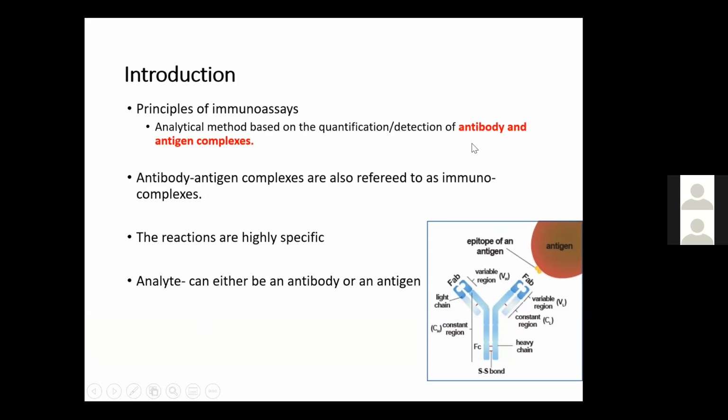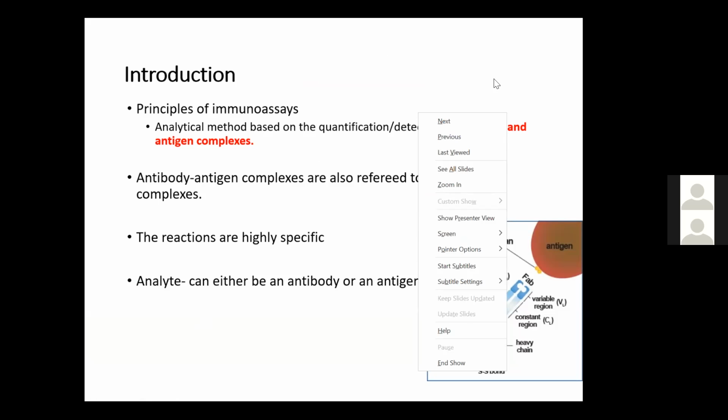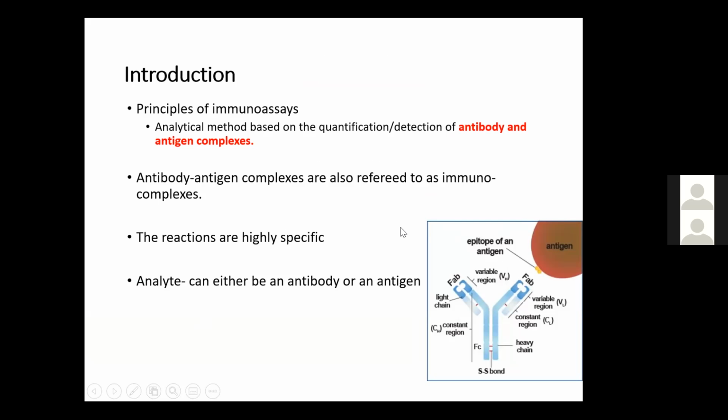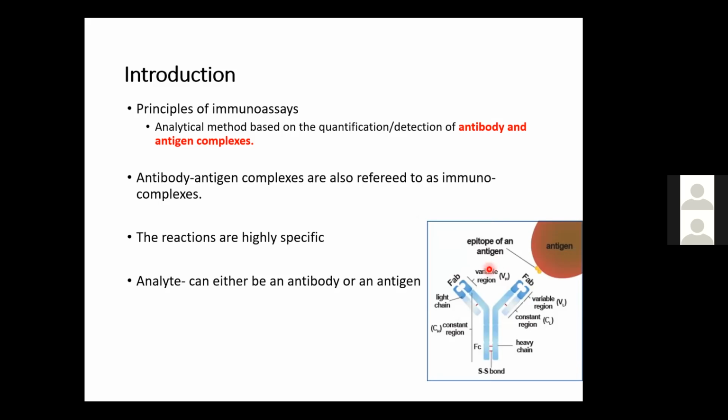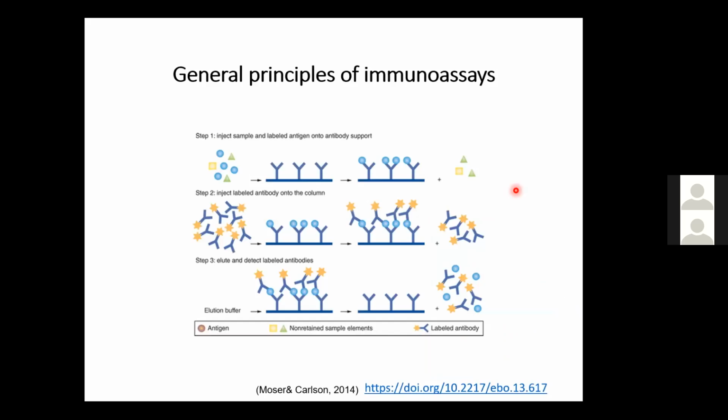What we normally note is that immunoassays are based on the detection or quantification of antibody and antigen complexes. Antibody and antigen complexes are also referred to as immunocomplexes. And these are very specific, because antibodies pick up a specific target. If you remember the structure of an antibody, your antigen binding site will be very specific to a particular antigen. And in the case of anything that we measure in the lab, the analyte can either be an antibody or antigen or any protein of particular interest.